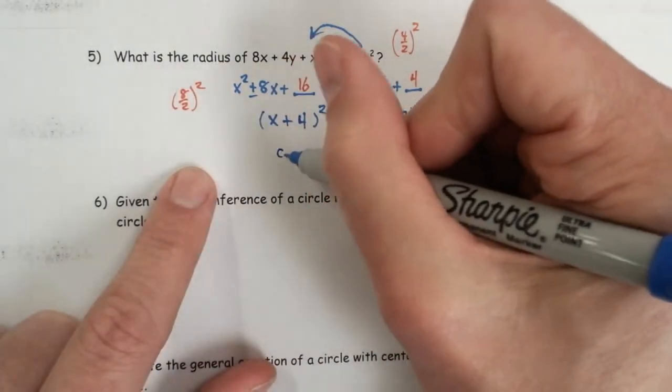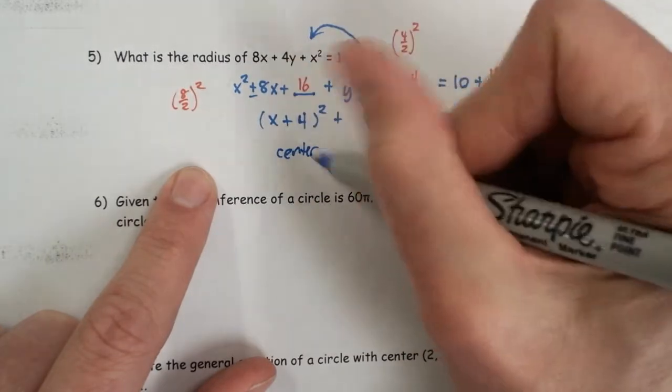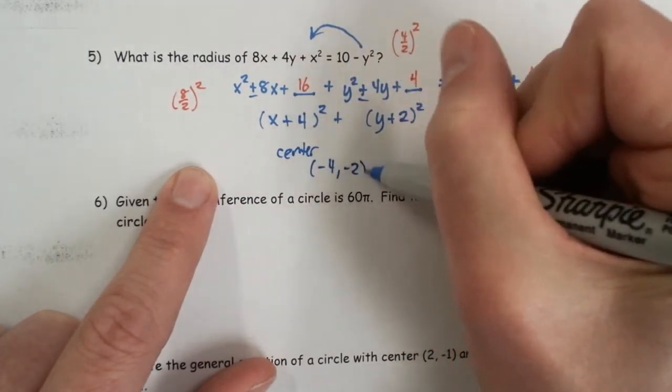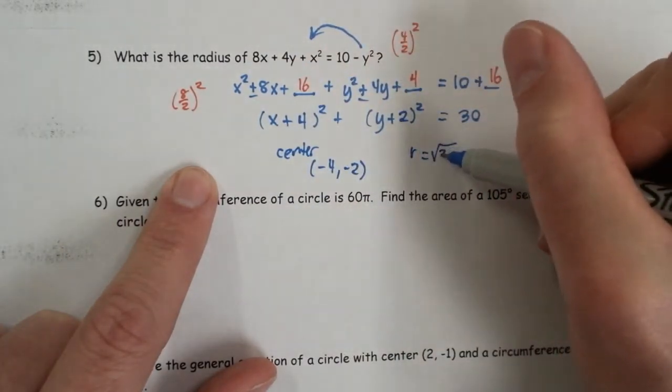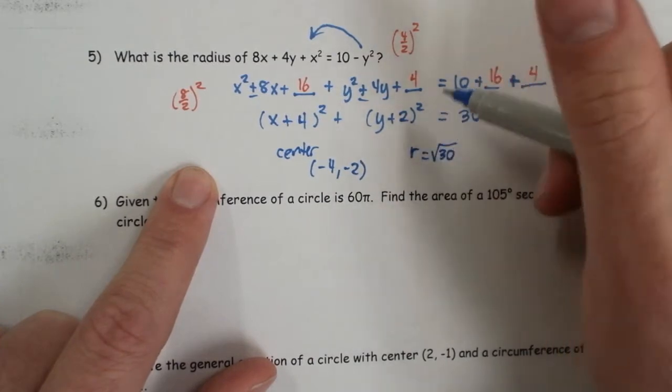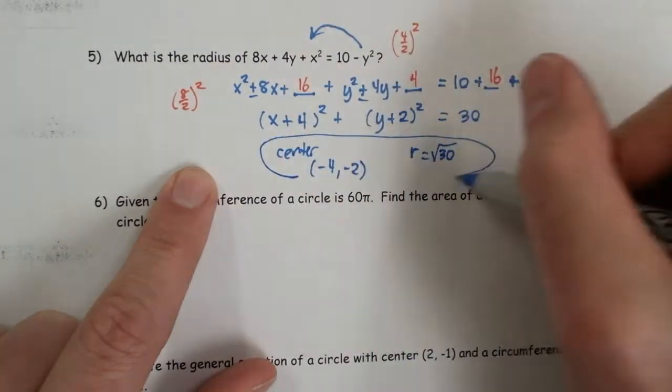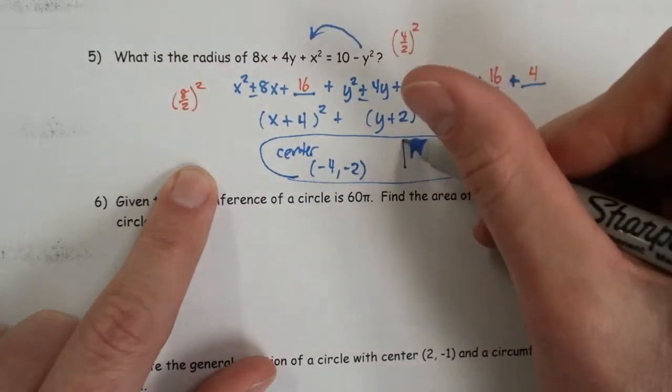And so your center is going to be the opposite of these signs, so negative 4, negative 2. And your radius is the square root of 30, which you can calculate if you want to. It's going to be about 5 point something. But the question wants another radius, so the radius would be the square root of 30.